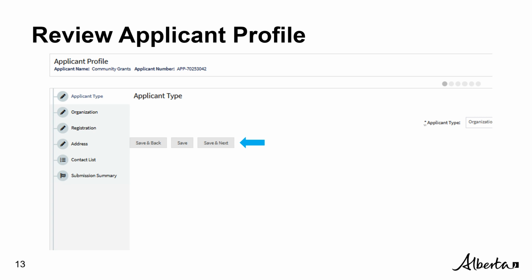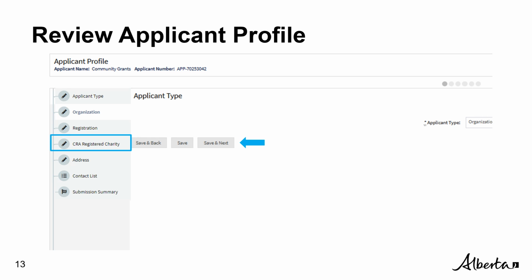Keep in mind, based on how you answer questions in the applicant profile, the system may add extra pages for you to complete. These pages will appear in the menu on the left side. For example, if you select that you are a charity registered with both corporate registries and the CRA, a new tab called CRA Registered Charity will be added to the left menu.